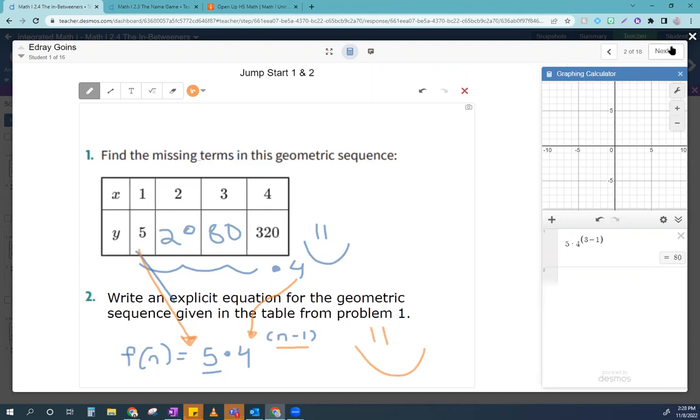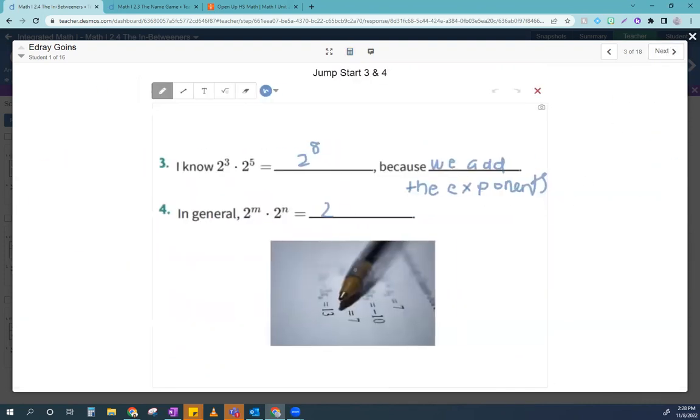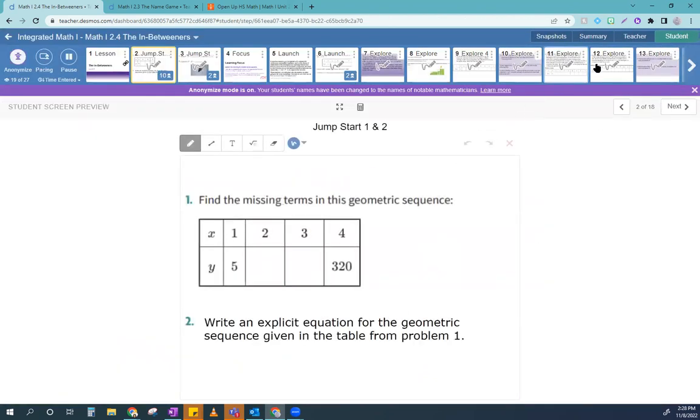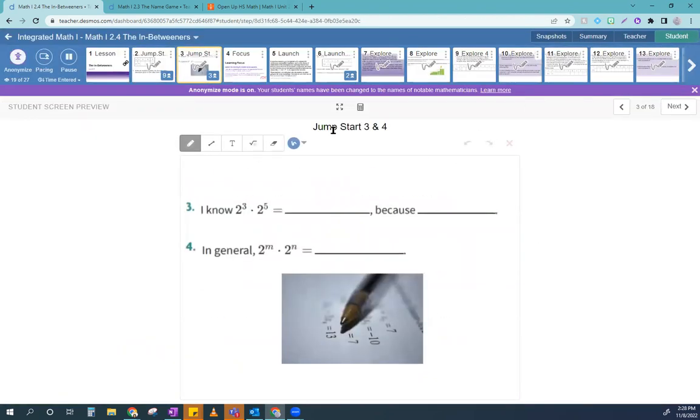I'm going to switch slides in 3, 2, 1. Okay, lots more people doing more work. I love it. It says jumpstart 3 and 4. It says, I know 2 cubed times 2 to the 5th equals blank because blank. In general, 2 to the m times 2 to the n equals blank.